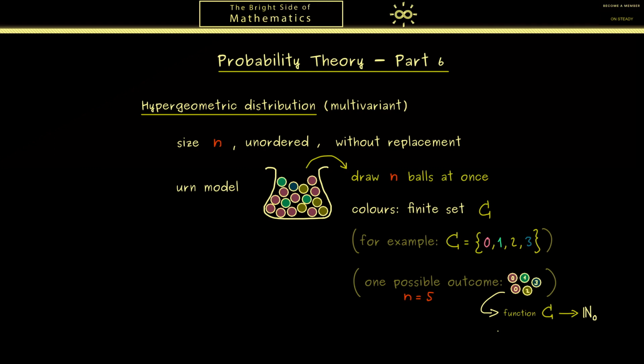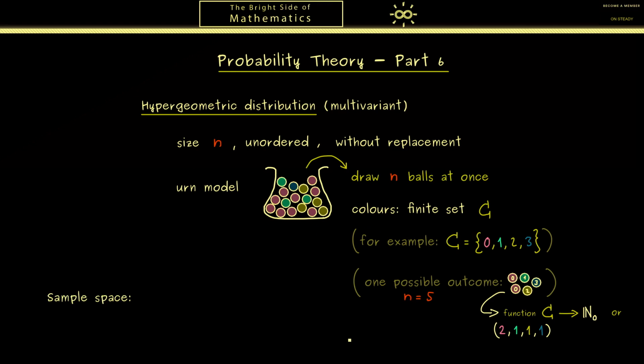Because then we can rewrite this function into a tuple with 4 coordinates. So in this example here we would have 2 green balls, 1 red one, 1 blue one and 1 orange one. So what we always should have is that the sum of all these numbers is equal to 5. Then this could be a possible outcome of our random experiment here.